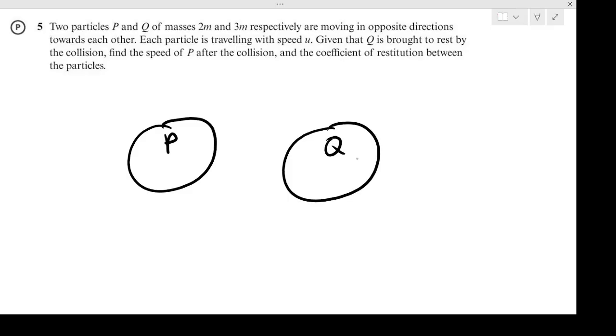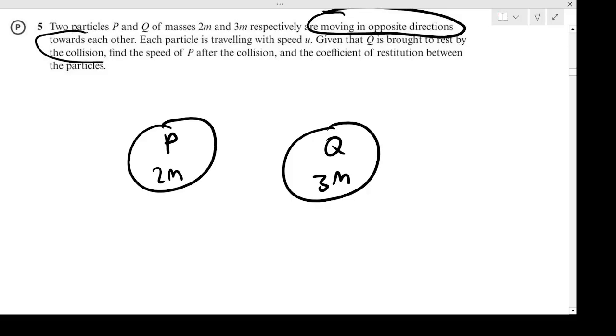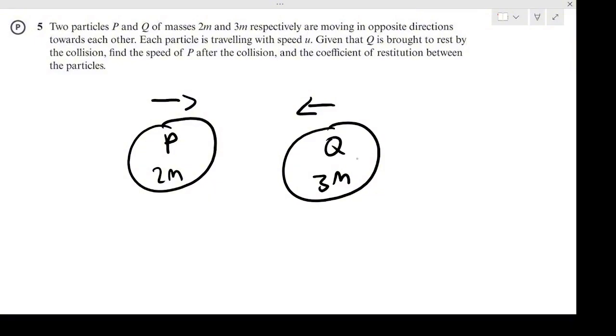In this case, the mass of P is 2m and the mass of Q is 3m. And so there we are. And I'm told that they're moving in opposite directions towards each other. So that means, again, P is going to go to Q and Q is going to go to P like this, okay? And both their speeds are U, okay? So U and U here.